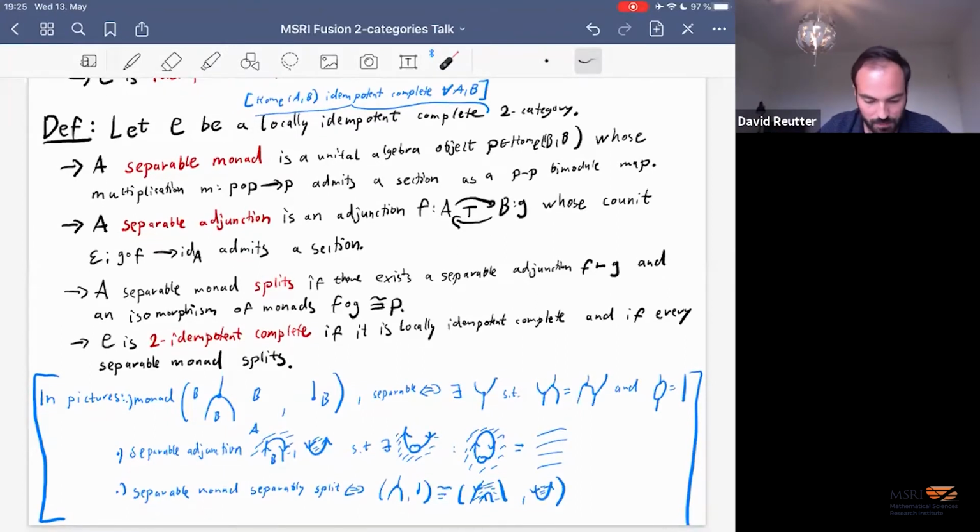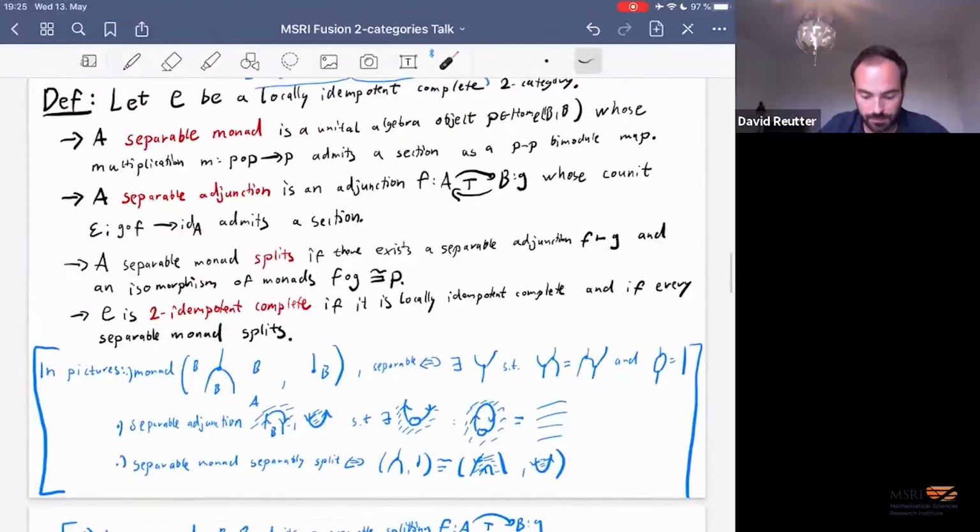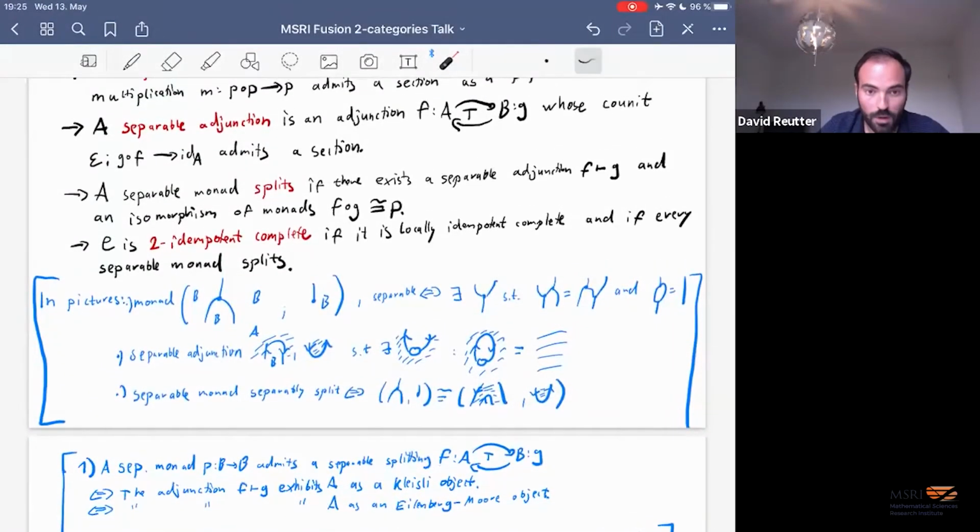Let me make some comments about this definition before I move on. One of them: this condition of admitting a separable splitting, if you're more category theory minded, is basically saying that the separable monad admits a Kleisli object, or equivalently that it admits an Eilenberg-Moore object. From a category perspective, every monad determines some lax functor, and this is asking that this lax functor has a limit, a colimit, and actually they coincide.